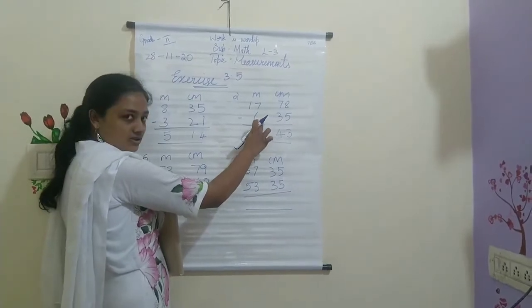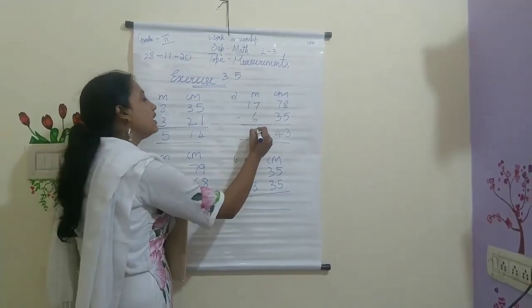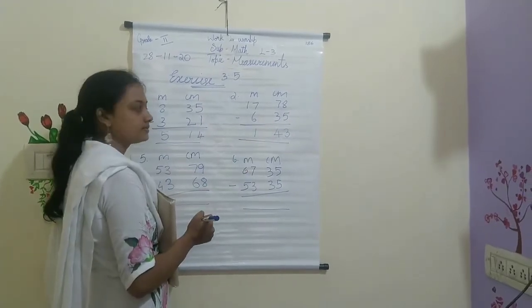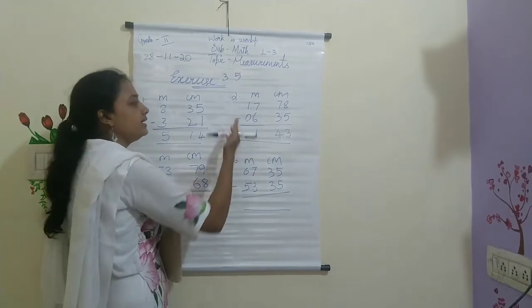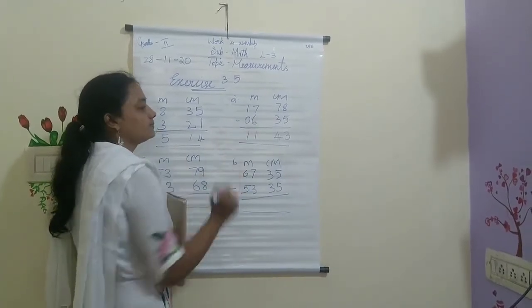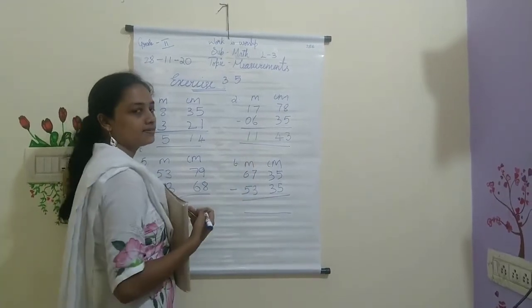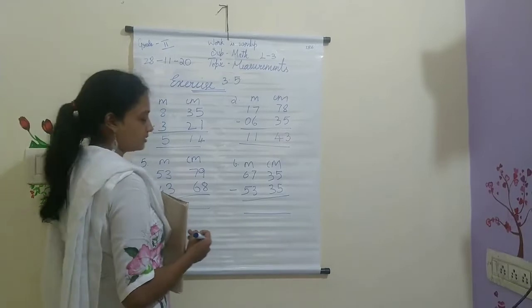Start counting after 6. Stop when you get 7. Answer is 1. I don't have any number here, that means it is 0. Any number you subtract with 0, you get the same number. So I got my answer. It is 11 meters, 43 centimeters.